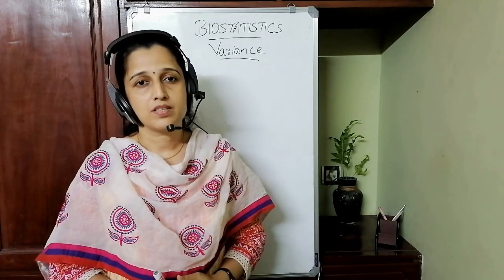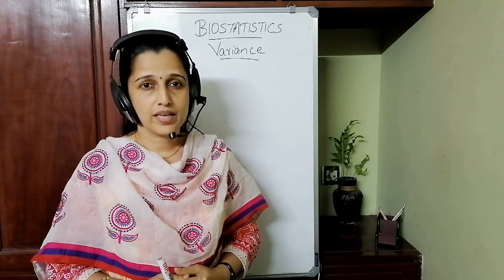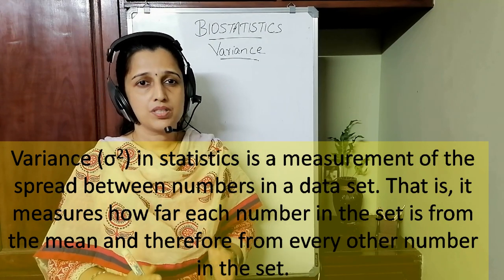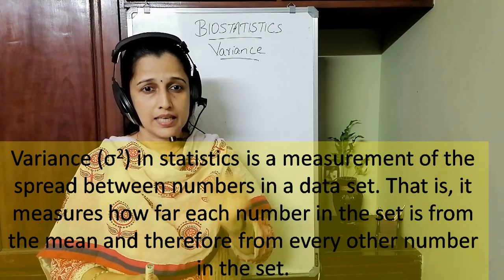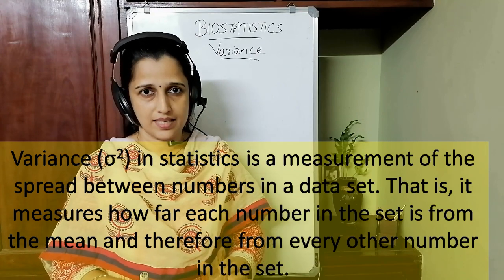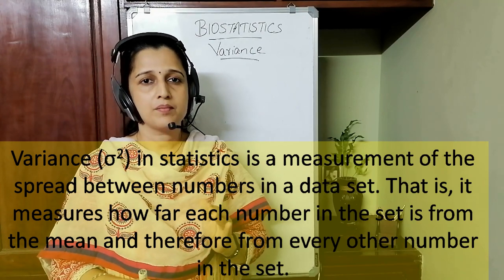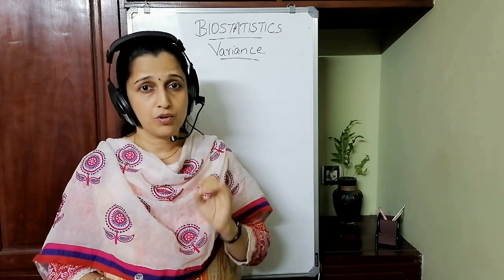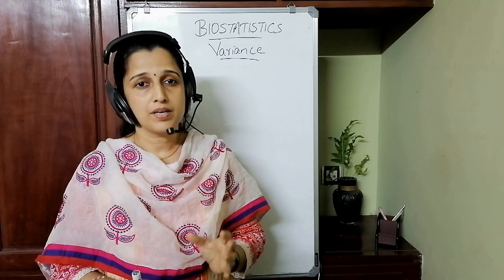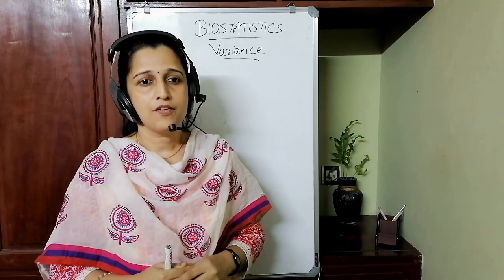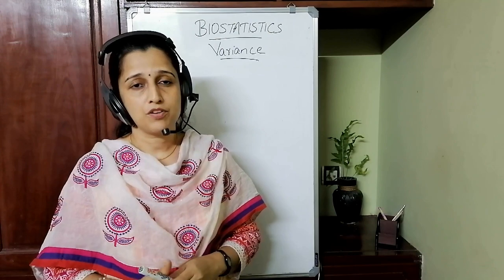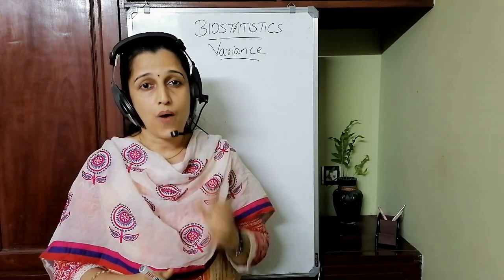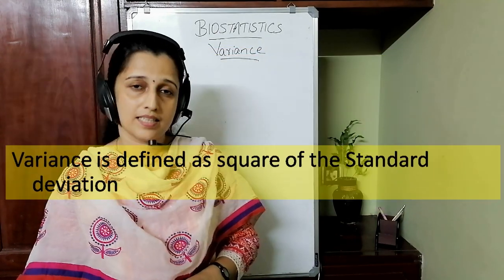Variance is the measurement of spread between the numbers in a data set. It measures how far each number in the set is from the mean, and therefore from every other number in the set. That is known as variance. It is a measure of spread. Variance is defined as the square of the standard deviation.